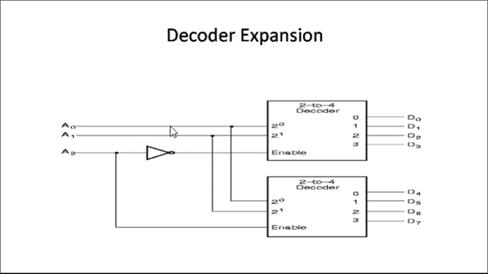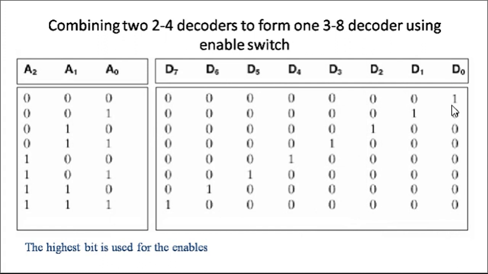Okay, so 0 0, this 0 means it is 1, so by default this line will be selected. So D0 output is 1. See the table, D0 output is 1. Okay, we take any condition. Suppose we apply this one, 1 0 1. A2 is 1, A1 is 0, and A0 is 1. I repeat again, A0 is 1, A1 is 0.